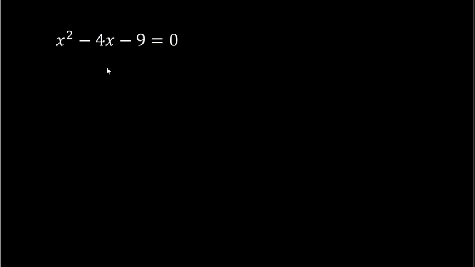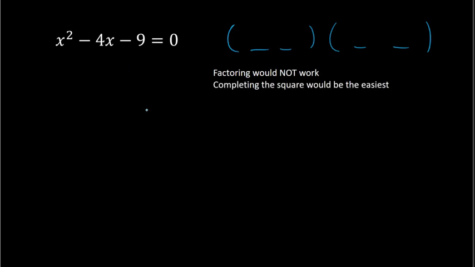Now lastly, we have x squared minus 4x minus 9 equals 0. So this one, the first thing you want to check is factoring. See if you can write this as a product of two binomials. So like something where you have two terms in two different parentheses. But for this one, factoring would not work. Quadratic formula always works, but it gets a little tedious sometimes. For this example, completing the square would probably be the easiest.